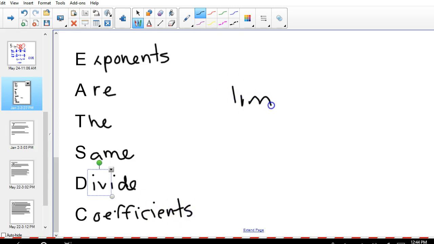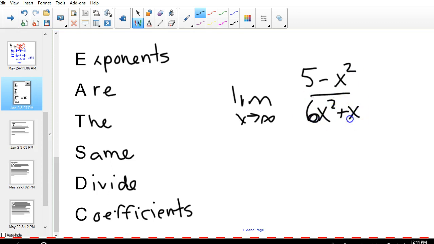So whenever I have something like the limit as x approaches infinity of 5 minus x squared over 6x squared plus x, I don't even have to do the whole problem. I see, oh, I've got x squared on top, that's my highest exponent, and x squared on bottom, that's my highest exponent there. So I would take that negative 1 from the top and divide it by the 6 from the bottom. Okay, the 5 and the x don't even matter, because as your numbers get bigger and bigger, their impact is smaller and smaller. The x squared is going to be much larger.